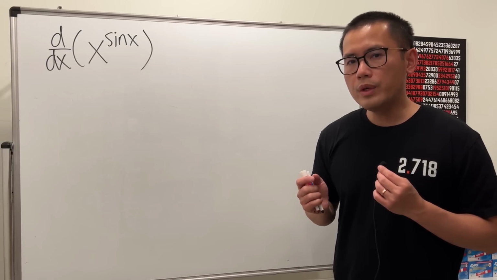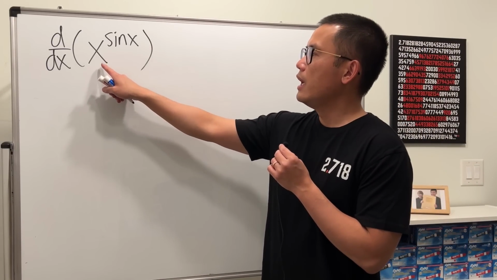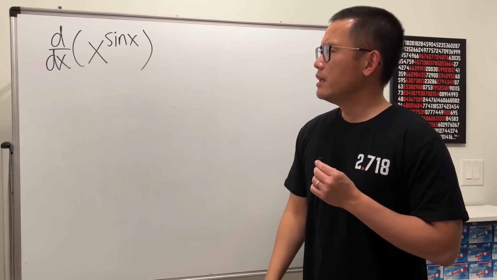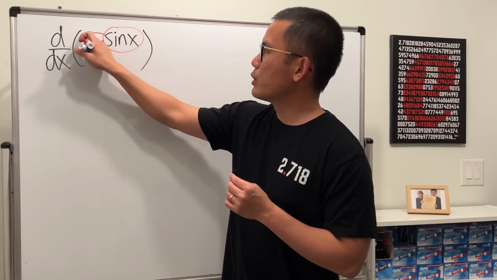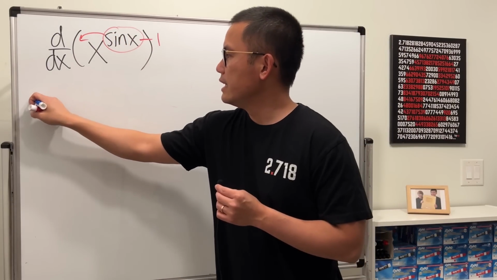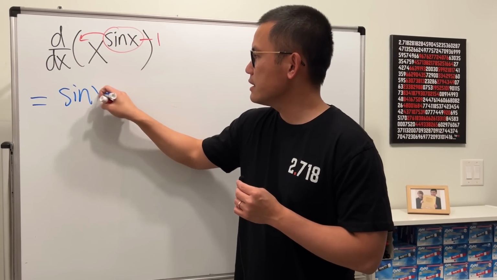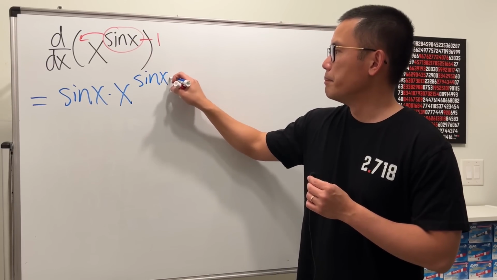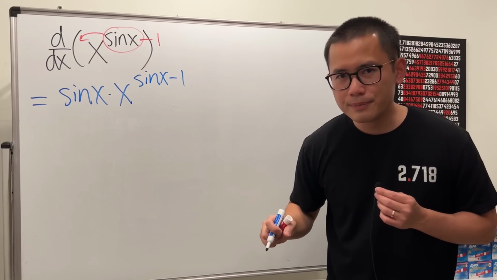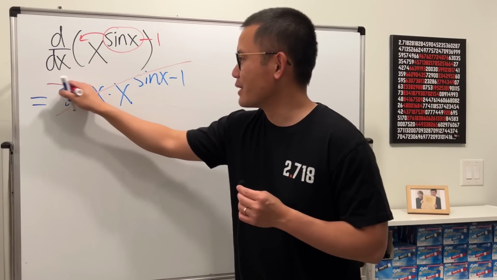So let's talk about how we can take the derivative for the function x to the sine x power. This is easy, right? Because the power is sine x, just put the power to the front and then minus 1, and then say that's sine x in the front times x raised to the power of sine x minus 1, right? No, this is not correct.